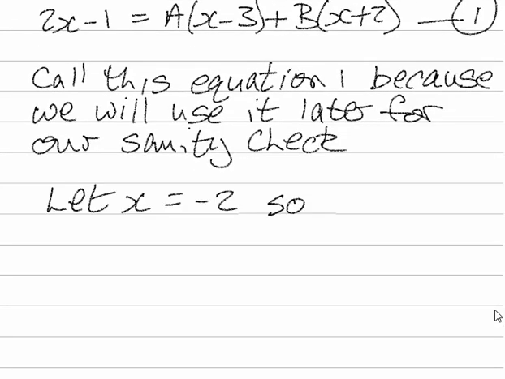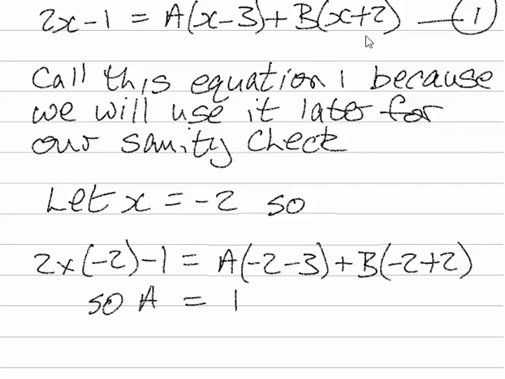Now, let x equal minus 2, so we get 2 times minus 2 minus 1 is equal to a times minus 2 minus 3 plus b times minus 2 plus 2. Minus 2 plus 2 is 0, so the b term cancels, and we've got 2 times minus 2 is minus 4, minus 1 is minus 5, and minus 2 and minus 3 is minus 5, so a equals 1.